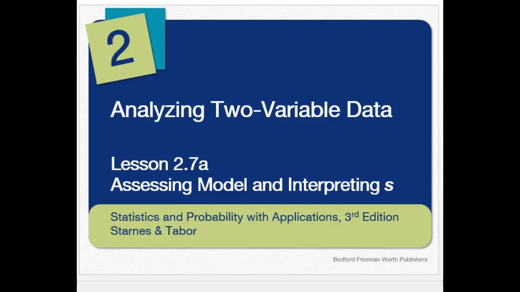All right, in section 2.7, again, I'm going to split this into two sections so we get all the content. It's a really meaty section. But 2.7 is about assessing the model of the line, basically, and interpreting S, which is the standard deviation of the residuals. So let's look at this.